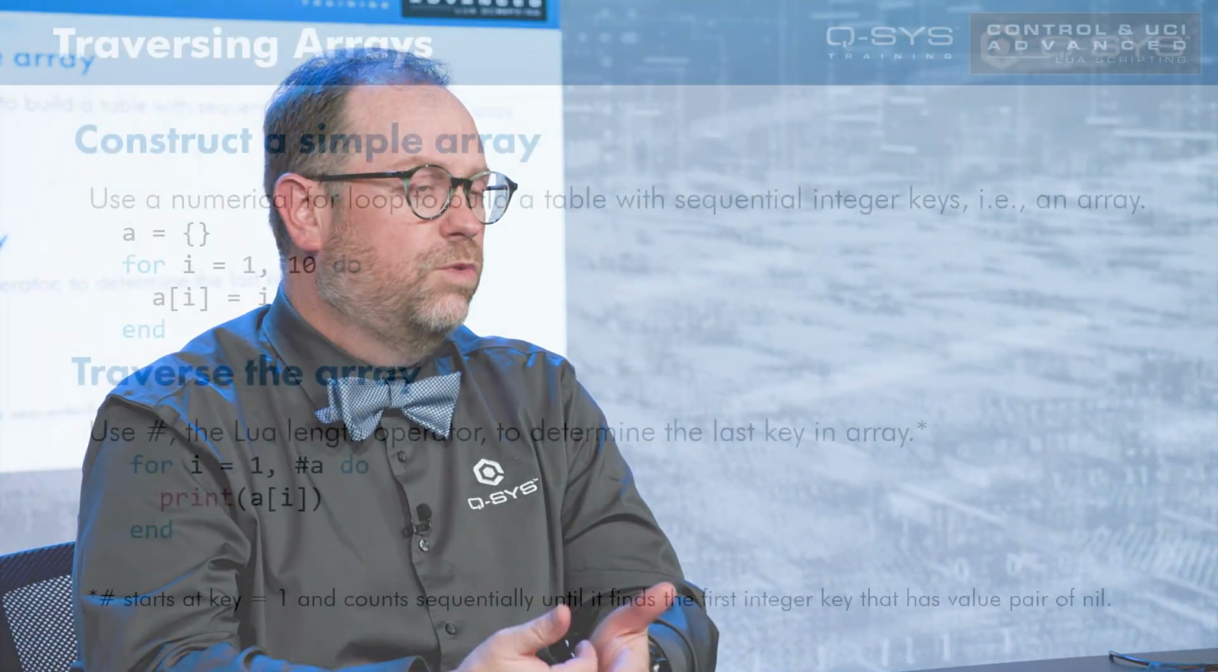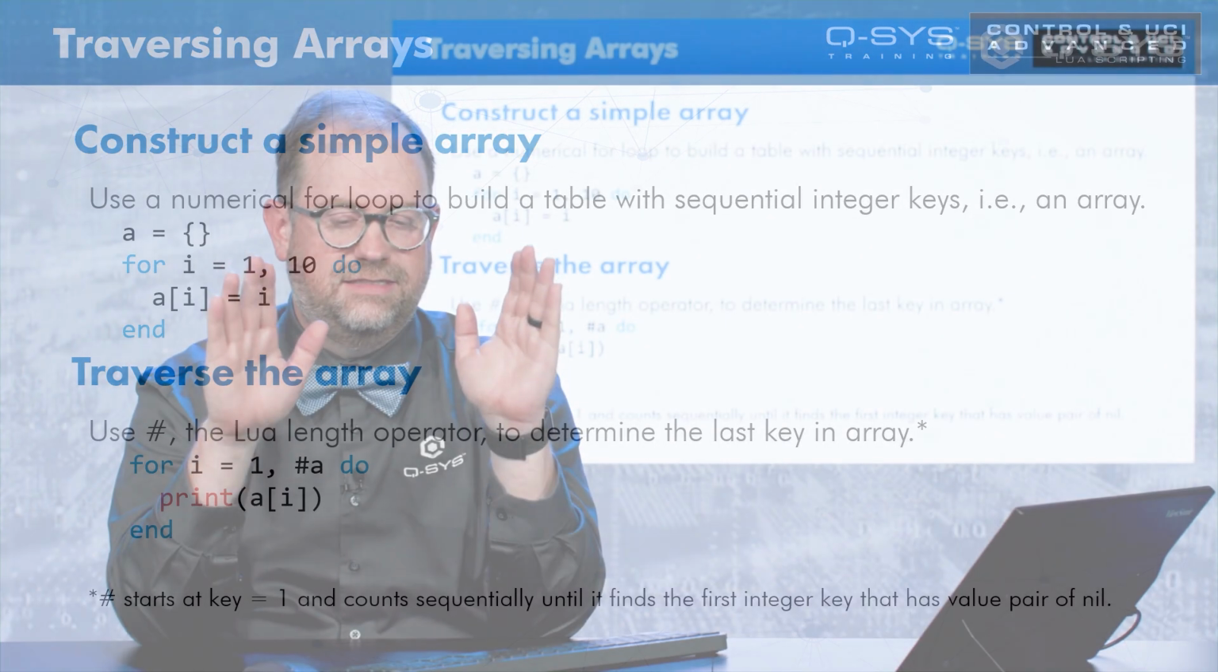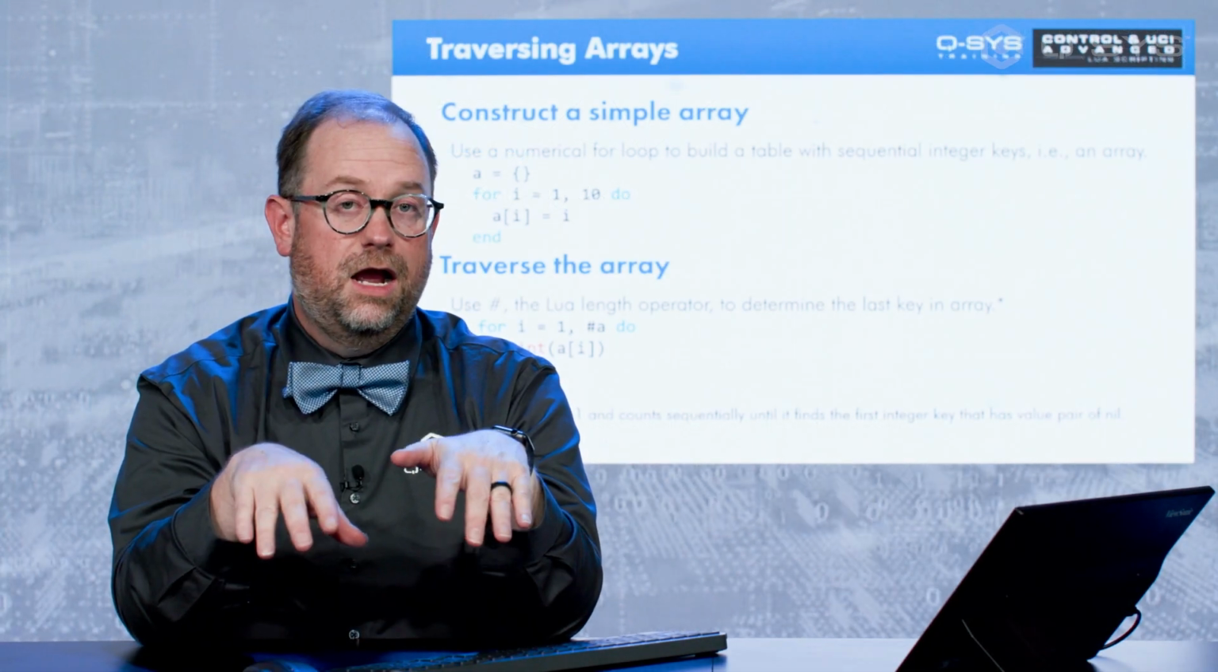The point is we have a for loop. For I equals 1, 10, counting by 1s, do the following. We are going to populate the array at key number 1 with the value number 1, key number 2 with the value number 2, key number 3 with the value number 3, all the way to 10. Fine, easy peasy. We now have an array. It has 10 things in it.